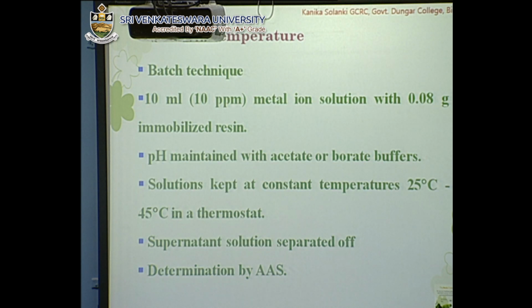Effect of temperature. To investigate the effect of temperature, we have used the batch technique. The solutions were kept at constant temperature between 25 degrees centigrade to 45 degrees centigrade in a thermostat. The supernatant solution was separated off and determined by means of AAS. The absorption increases up to 35 degrees centigrade, becomes constant up to 45 degrees centigrade, and then decreases marginally. The effect of flow rate was also investigated by the column method. The most suitable flow rate found is 2 ml per minute.